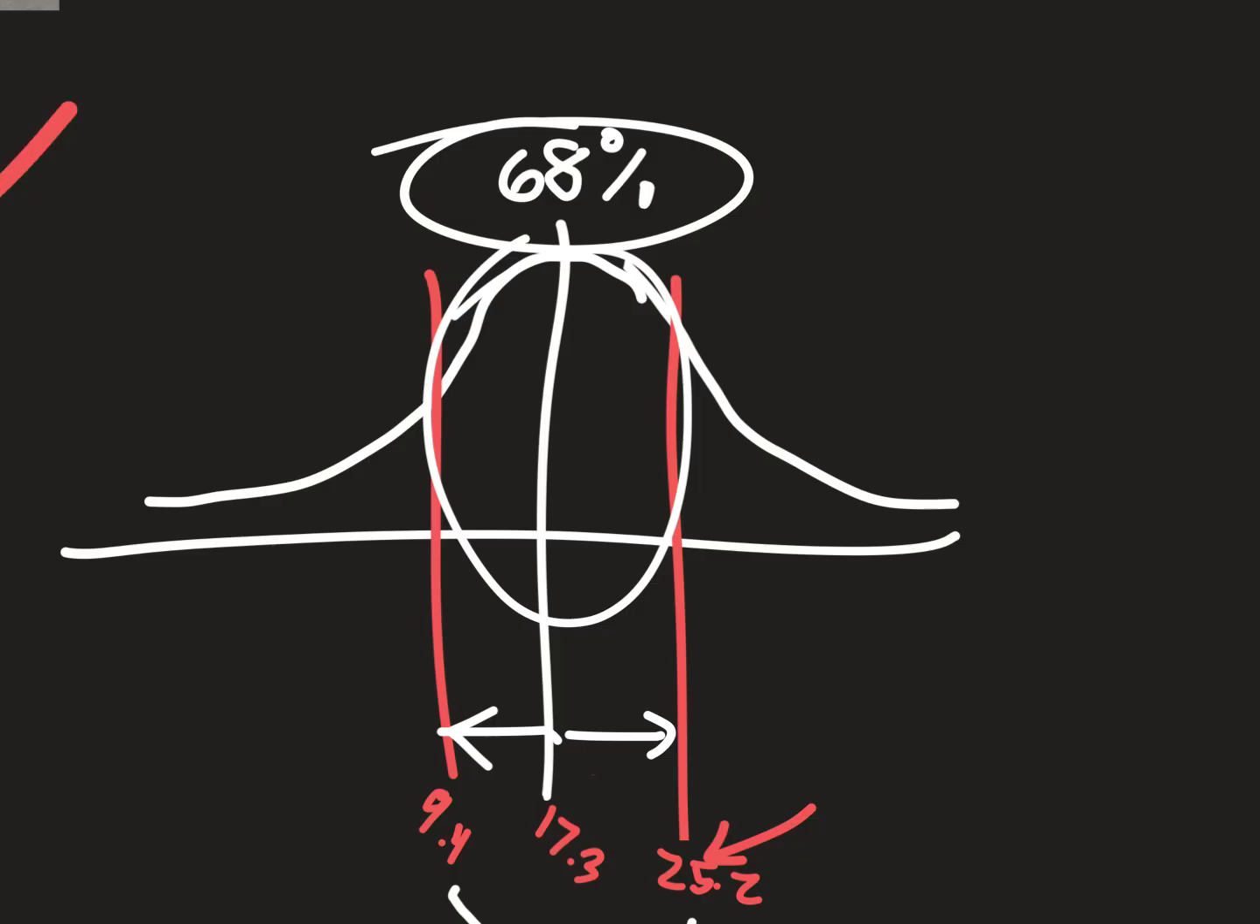Even a little more advanced. If the whole thing is 68, then this part's 34%. And this part's 34%, because if you add them together, you get 68, right? So it's safe to say that 34% of people commute between 17.3 and 25.2 minutes to get here.